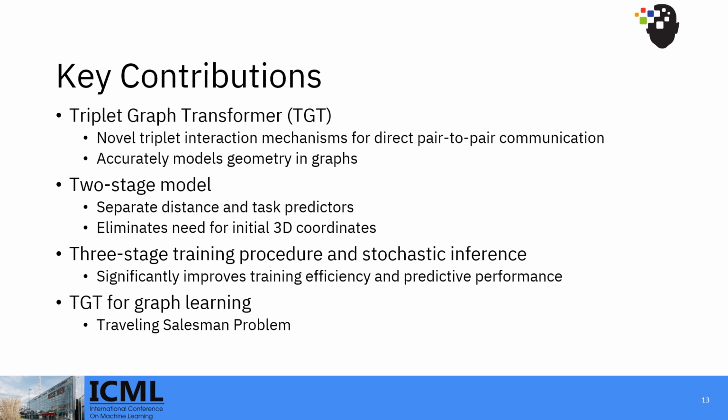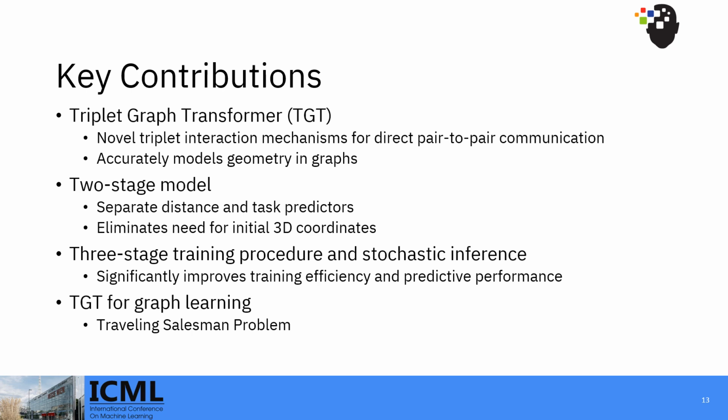Secondly, we present a two-stage model design. This consists of separate distance and task predictors. The beauty of this approach is that it eliminates the need for initial 3D coordinates, allowing us to work directly with 2D molecular graphs. Our third major contribution is the three-stage training procedure coupled with stochastic inference.